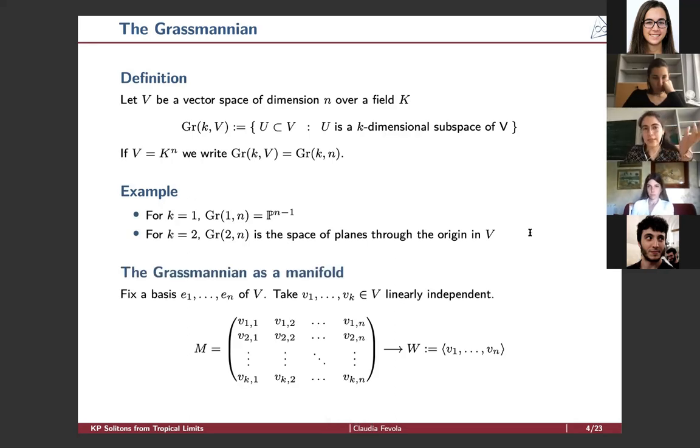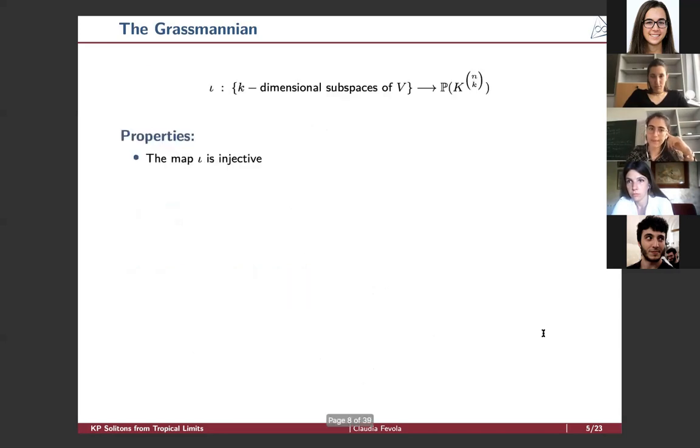And what is nice about the Grassmannian is that this is actually a manifold, a variety. And to say that, we need to fix a basis e1, ..., en of our vector space. And we notice that anytime we have k linearly independent vectors in V, we can write them as rows of a matrix. And to the matrix M, we associate the subspace generated by v1, ..., vk.